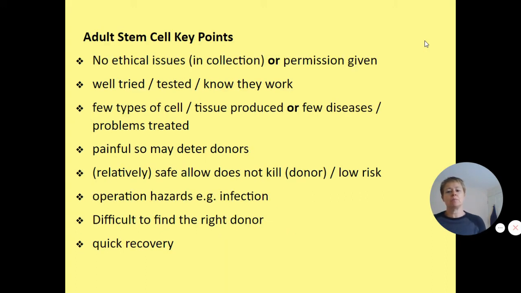Your adult stem cell key points. There aren't really any ethical issues in using adult stem cells because you ask the person's permission before you remove them. You would never just take stem cells from somebody by force. We've done lots of treatments with adult stem cells already, so we know which treatments work. Adult stem cells only turn into a few types of cells or tissues, so there's only a few diseases or problems we can treat using them. Extraction of them is uncomfortable. It's like a minor operation, so some people wouldn't volunteer to donate.